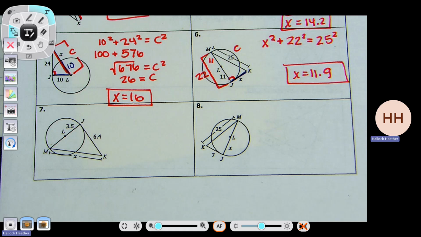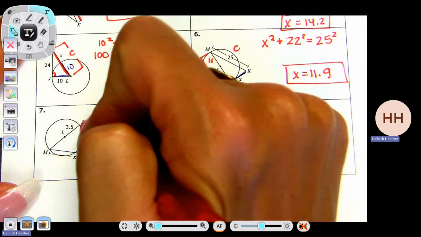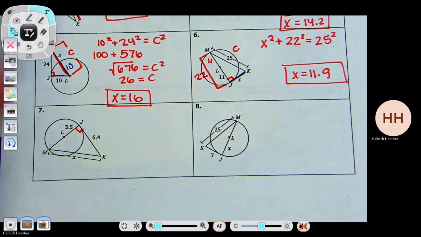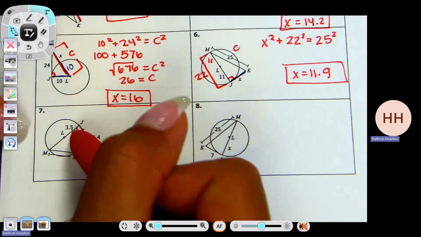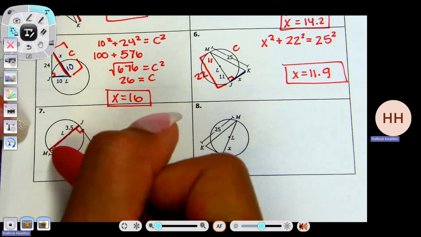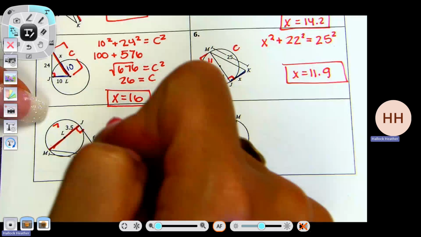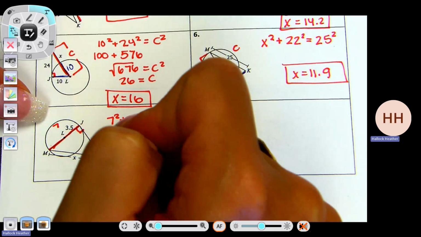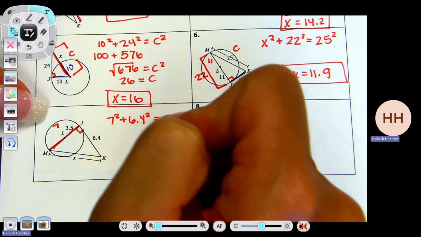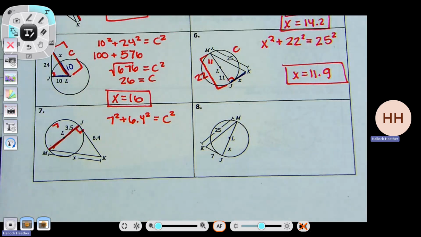What are we going to have to do for 7? J is the right angle. 6.4 is fine. I can't use 3.5. How much am I actually using for this whole distance? Yeah, so this whole distance will be 7. So I'm doing 7 squared plus 6.4 squared equals C squared. And that one, I don't have to add or subtract or anything. You just have to double the 3.5.